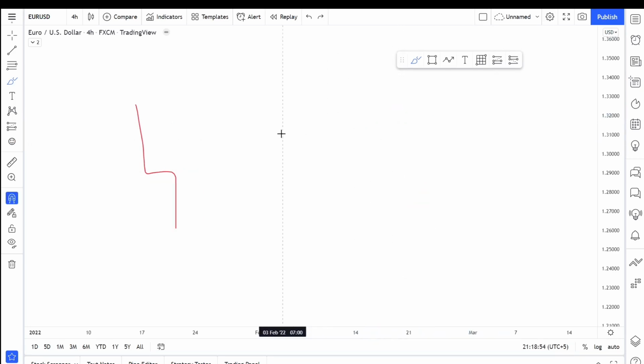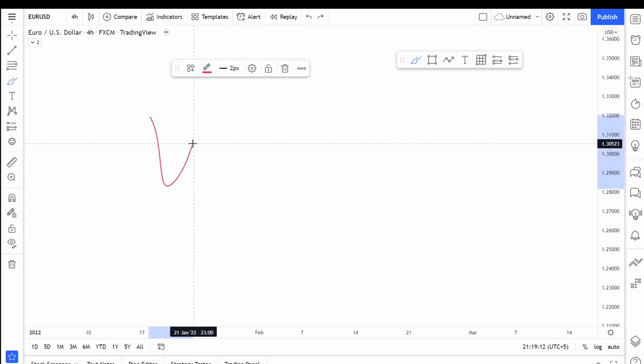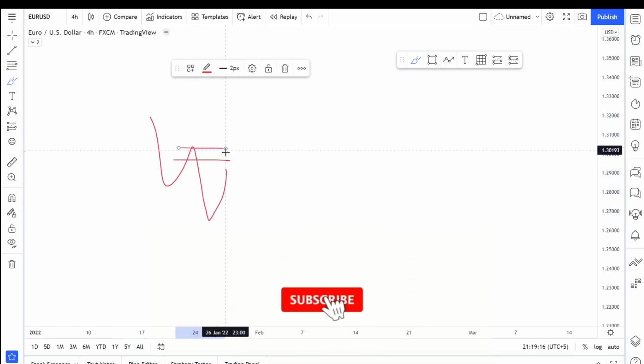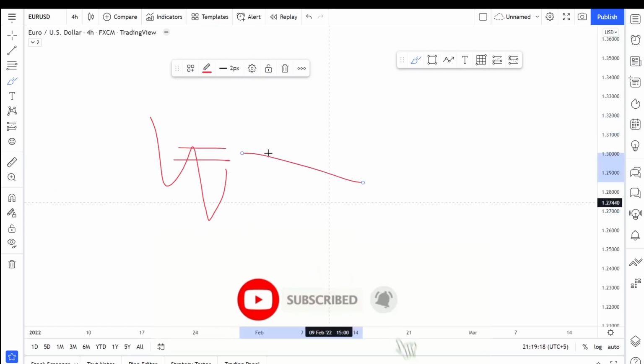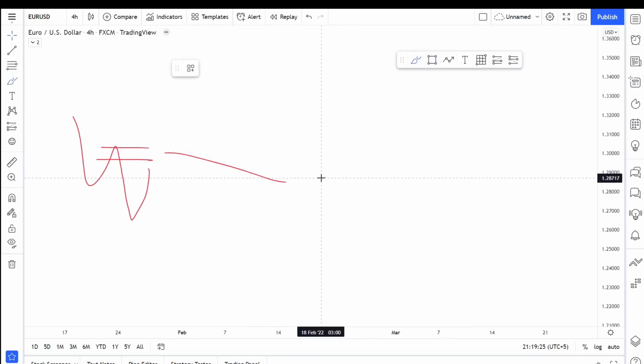I should not teach you how to do that, but which order blocks do hold? This is a very interesting question that many people always ask. So guys, for example, we have impulse, pullback, impulse, and here we have our order block, right? And to define how this order block will really hold, we have this one criterion.